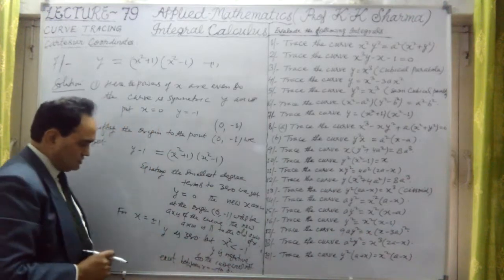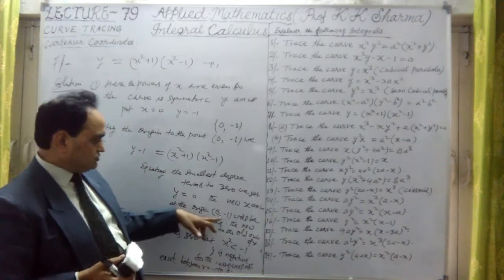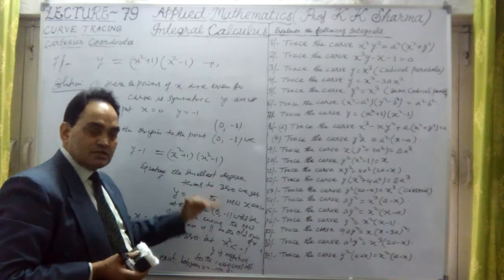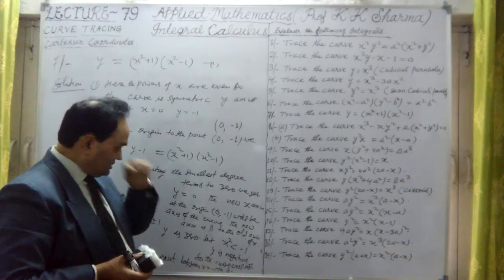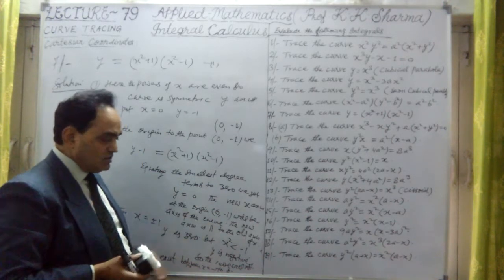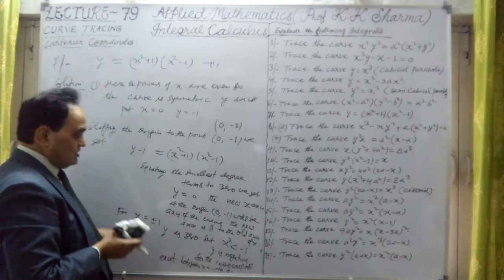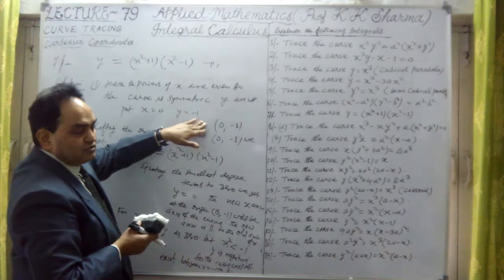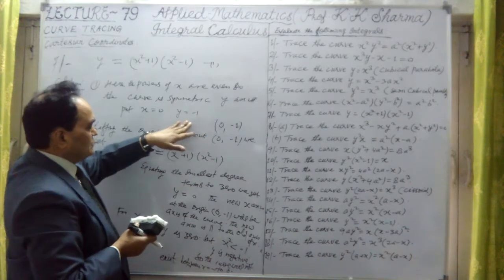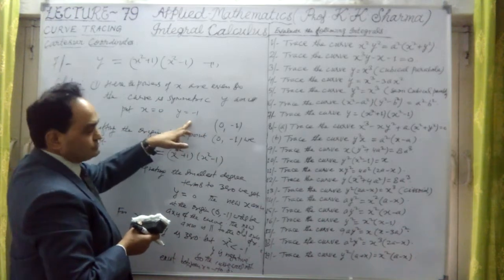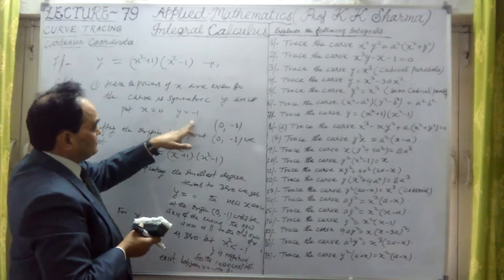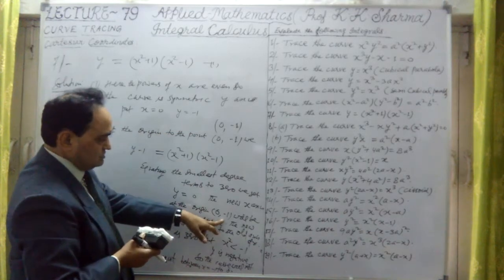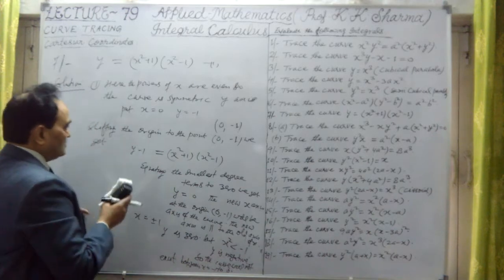So what is in the first situation? This point 0, minus 1 is the new origin, so we will shift, then draw the curve, and the curve is symmetric to the y-axis. That is also to be taken into consideration, as we discussed, because y equal to minus 1 from this equation is the shifting point. What is the curve of this kind?